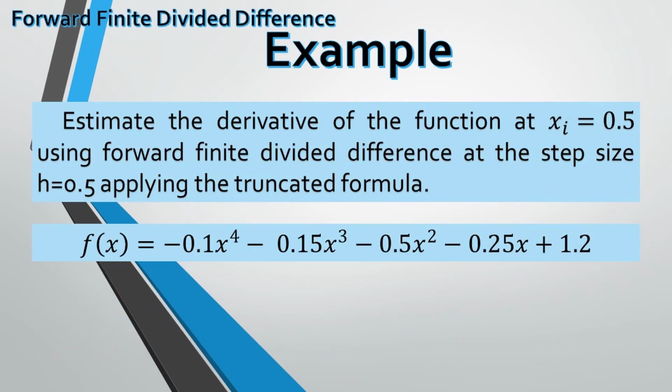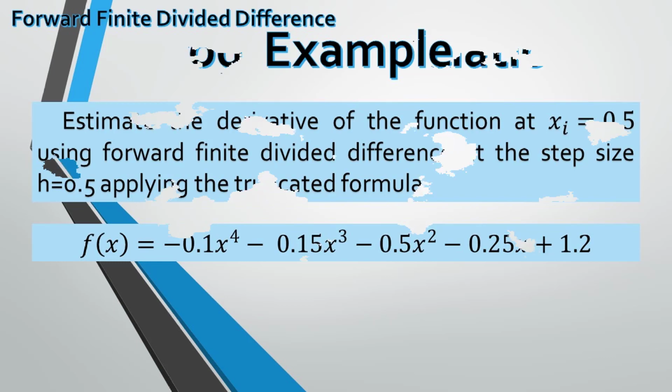Let's have a polynomial function example that we will use on this program. Estimate the derivative of the function at x sub i is equal to 0.5 using forward finite divided difference at the step size h is 0.5, applying the truncated formula. Function of x is equal to -0.1 x raised to 4 minus 0.15 x raised to 3 minus 0.5 x raised to 2 minus 0.25 x plus 1.2.